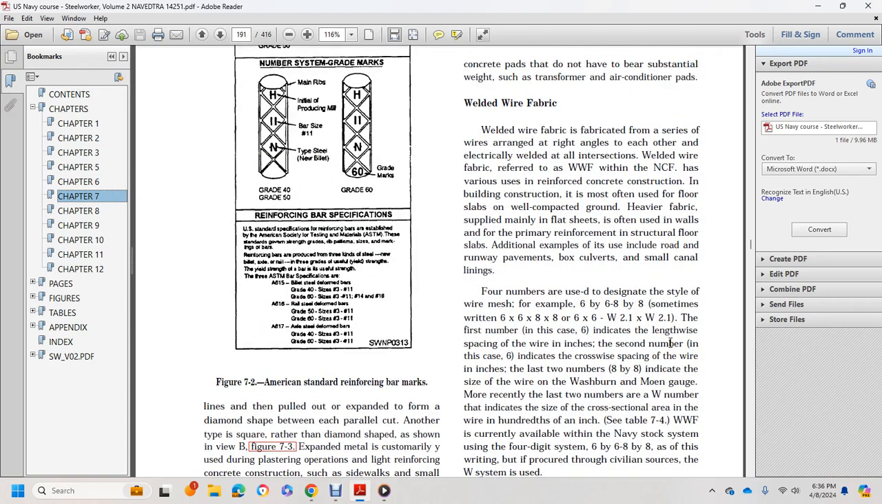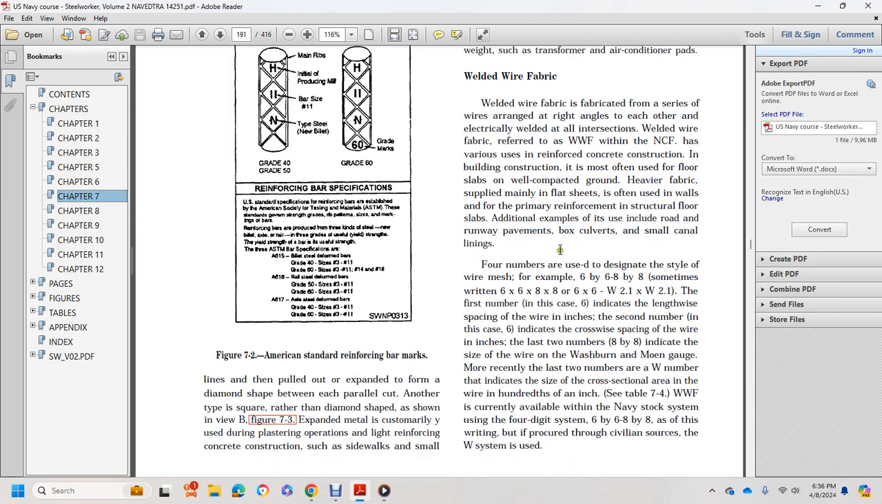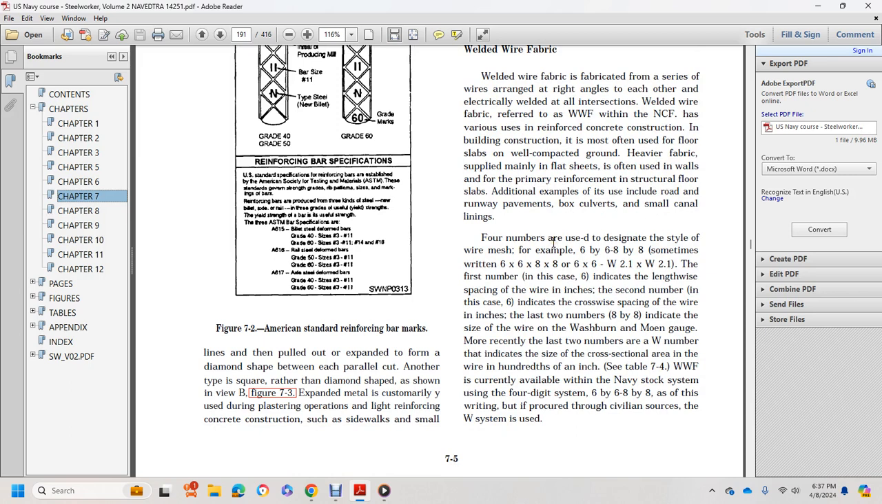Welded wire fabric. Welded wire fabric is fabricated to form a series of wires arranged at right angles to each other, with an electrical weld at each intersection. WWF within the Navy construction force is used in various reinforced concrete and building construction, most often for floor slabs on well compacted ground. The fabric is supplied mainly in flat sheets, often used for the primary reinforcement of structural floors. Additional examples include roads, runways, pavement, box culverts, and small canal linings.